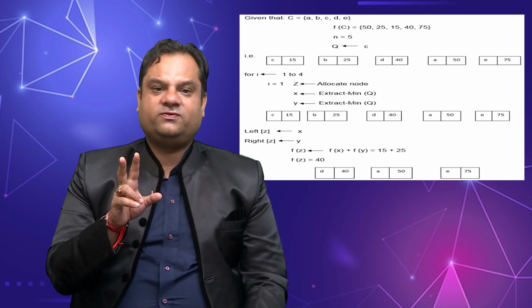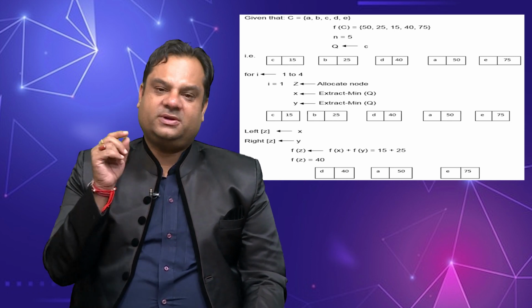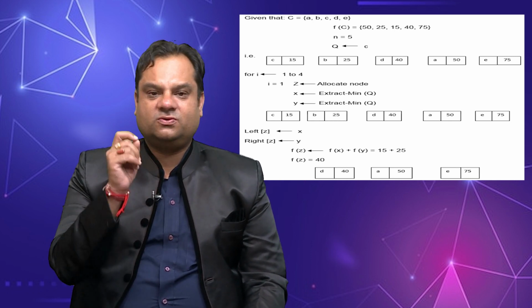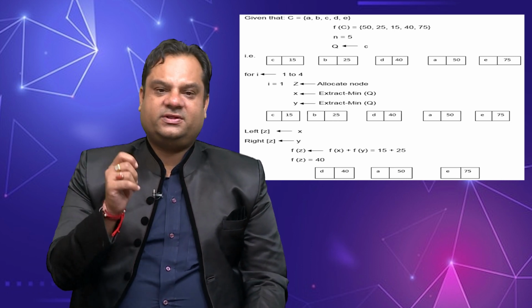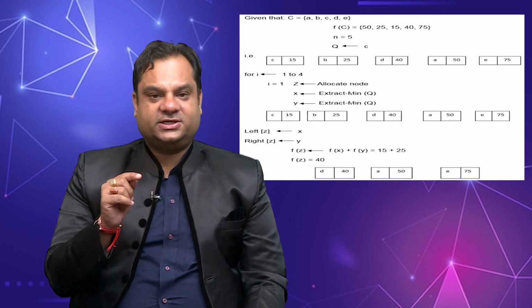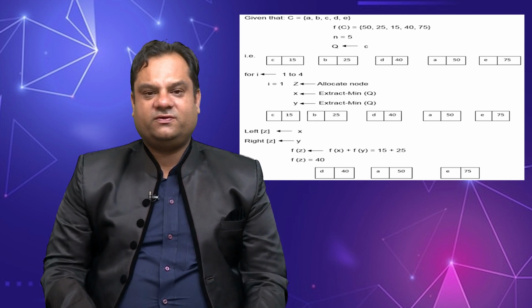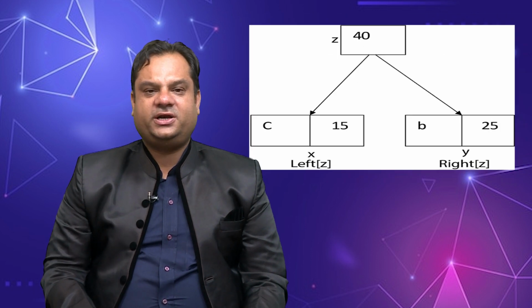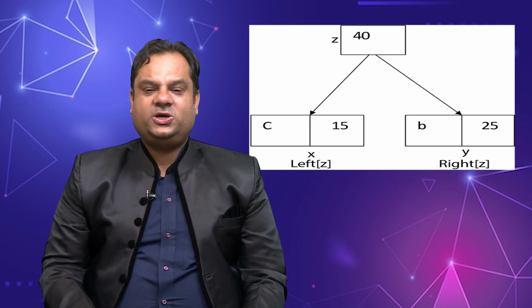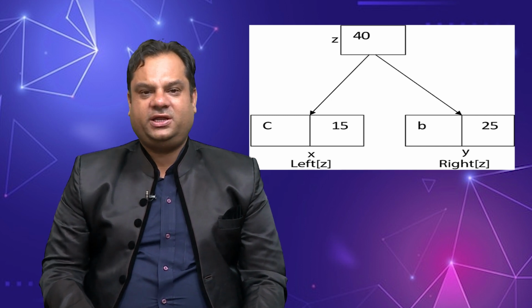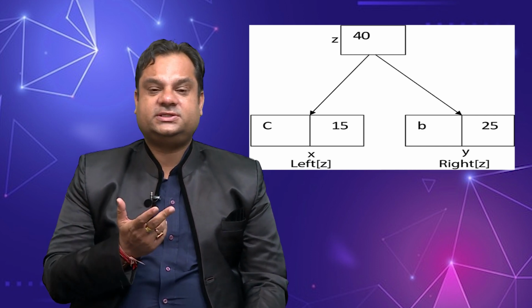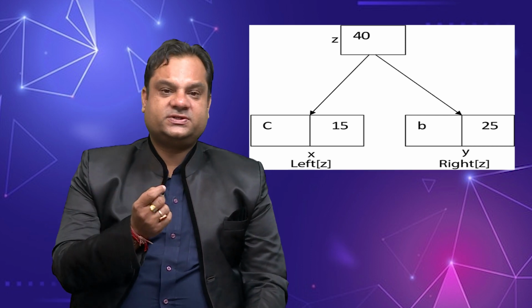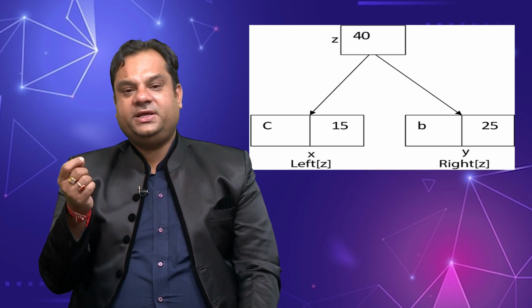So, first you select both of them, add both of them, and the result should be put into f of z. When you add 25 plus 15, that is 40, and that value will become f of z. So, what is the result after we connect that? A tree will be generated. As you see, the parent node's value is 40, that comes under z. That 40 comes from two characters: the first one is C, the second one is B. The frequency of C is 15 and the frequency of B is 25.